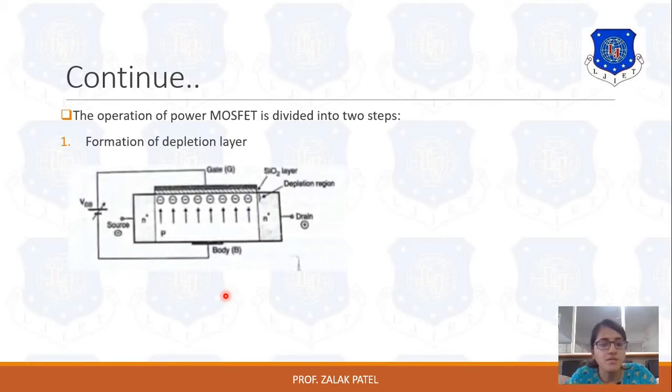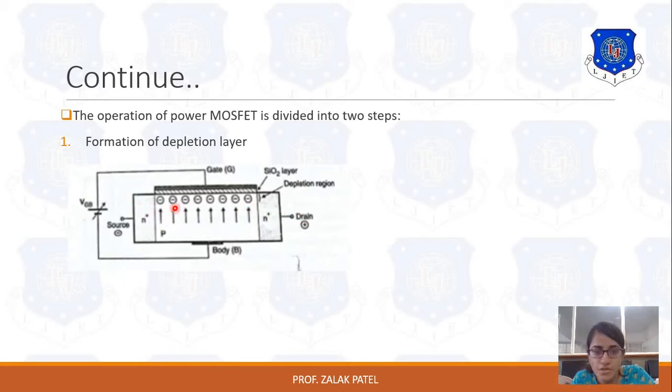Here, for formation of depletion layer, first the positive voltage is applied and the structure should be in a forward biased condition. When the positive voltage is applied, over here you can see that there are layers of N plus, P and N plus terminals with the source, body, drain and gate terminal. When the positive voltage is applied to this P layer, the P layer has majority carriers as holes and minority carriers as electrons.